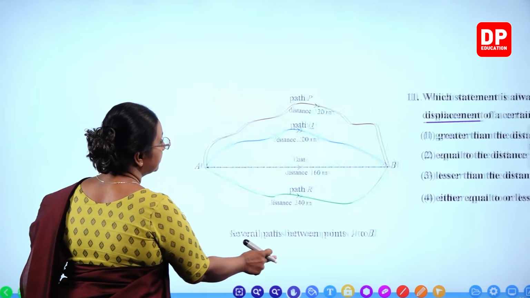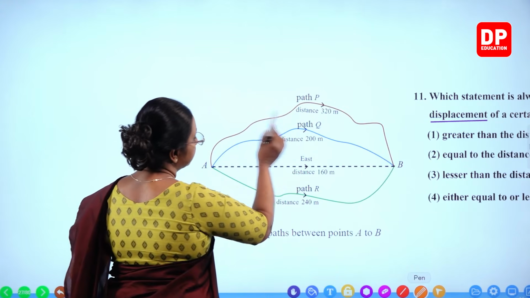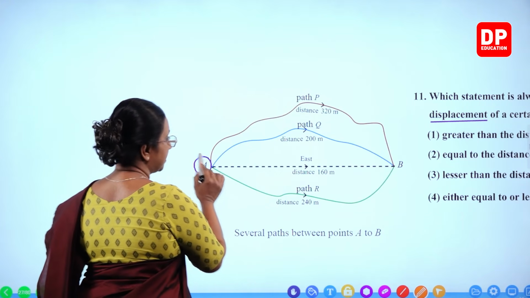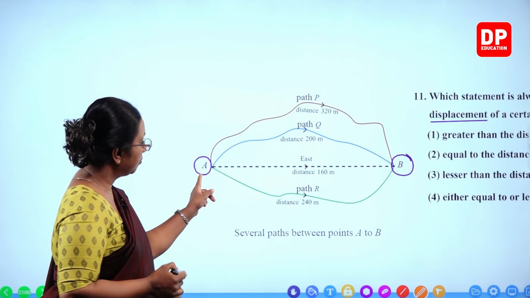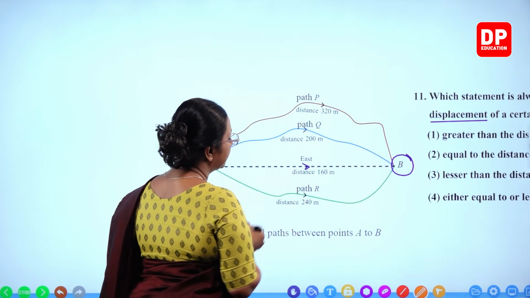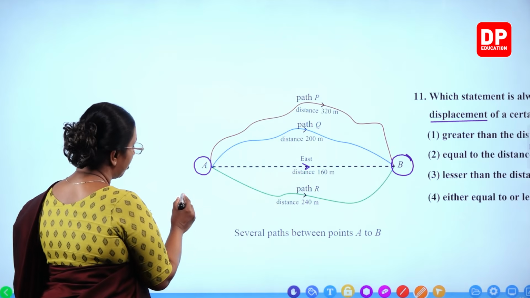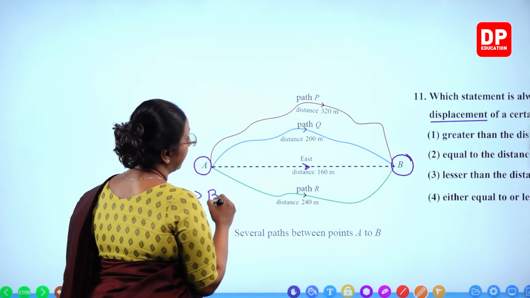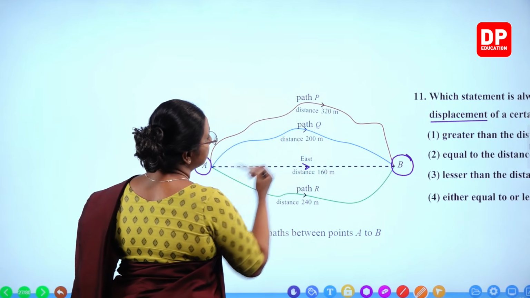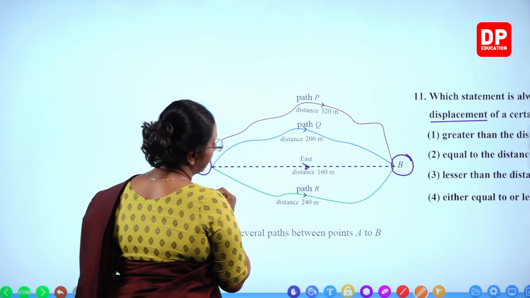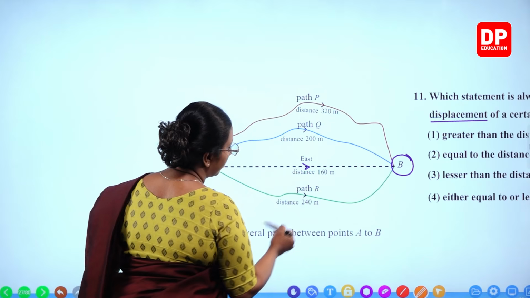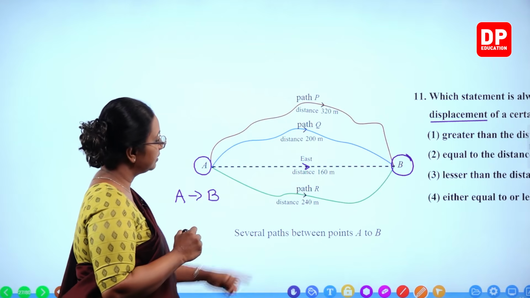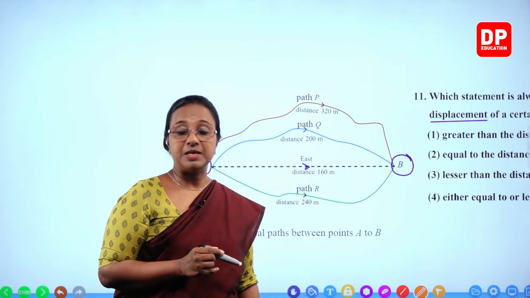For this I have put an example here. This is a diagram showing several paths between points A and B. Here you have point A, here we have point B, and the arrow is marked towards the east, so the person or object is moving from A to B. There are different paths: path P, distance 320 meters; path Q, 200 meters; path R, 240 meters; and from A to B, the direct straight-line path, 160 meters.